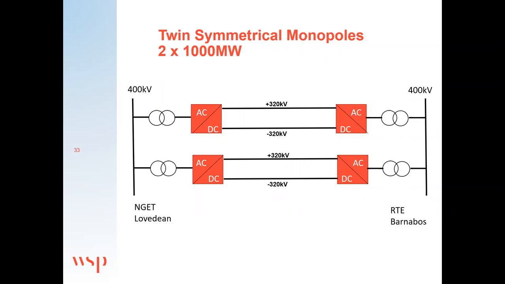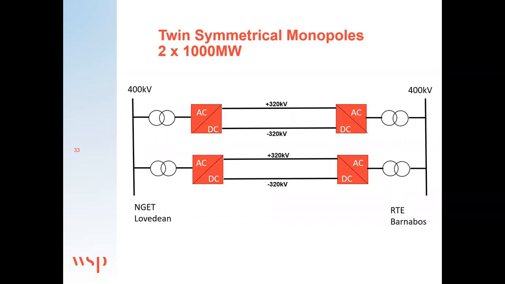The DC voltage we chose is plus or minus 320 kV. At the time we made this recommendation, there was no such scheme in the world. Nobody had built 1,000 megawatts at 320 kV, but there was one in construction. So we felt fairly confident that by the time that one was built and commissioned, that technology would become quite mature. And by the time Aquind came along, it would be a well-accepted technology. And that has proven to be the case.